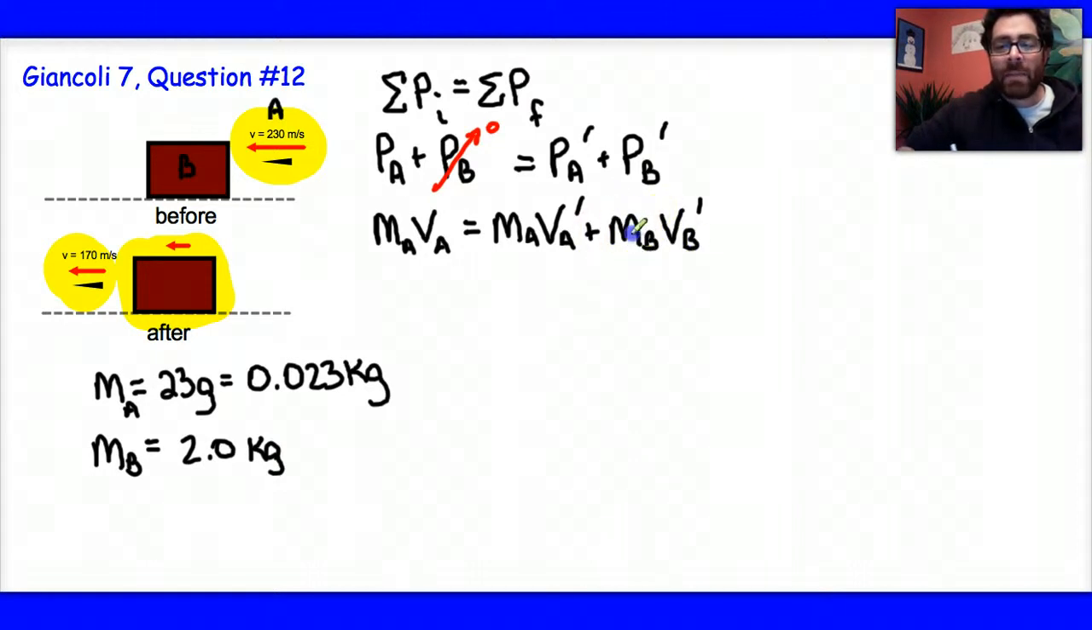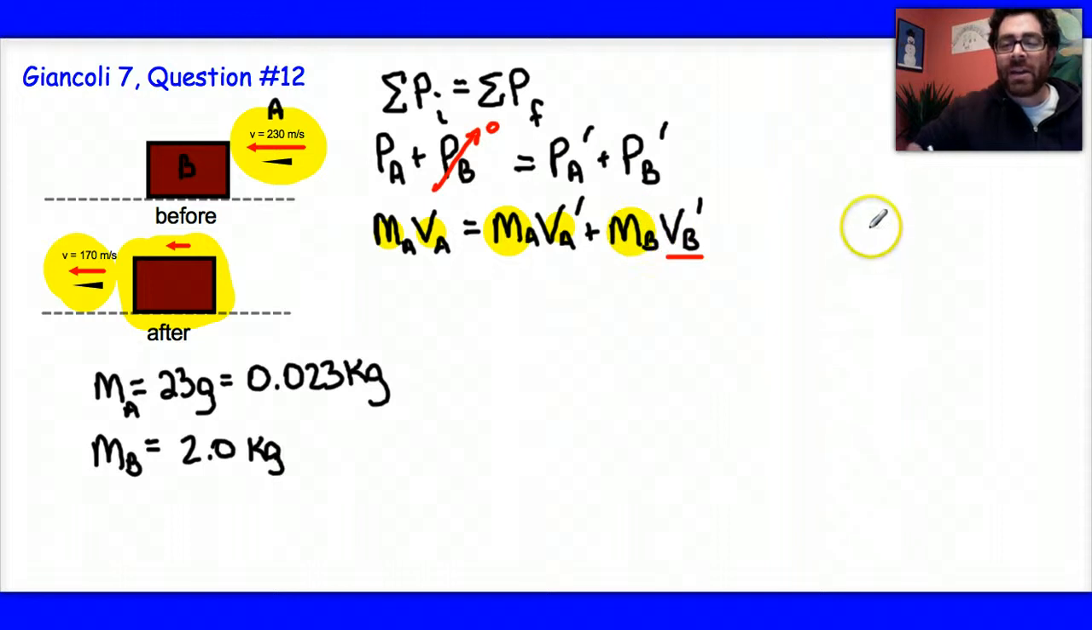I've got the mass of the block B, I've got the mass of the bullet A, I've got the velocity of bullet A after the collision, I've got the velocity of A before the collision. So I've got everything except my one unknown, the velocity of B after the collision. I'm simply going to rearrange this equation.